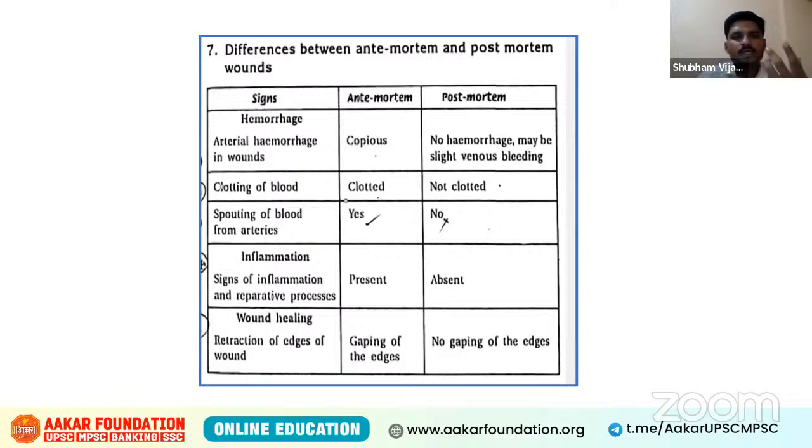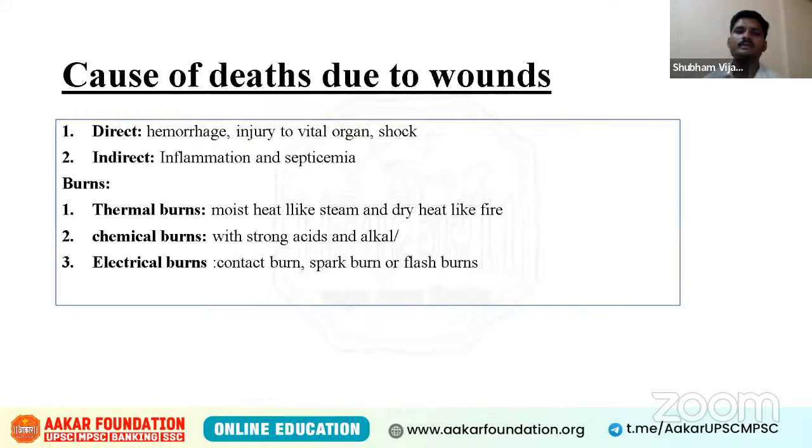Then spouting of blood from arteries: as this is the living animal, everything inside the body is functioning perfectly, every system. So if a rupture of a blood vessel happens, especially to the arteries, then spouting of that blood will come immediately in the live animal, but in the dead animal such a thing won't happen. Then inflammation's cardinal signs are definitely present in antemortem, but in postmortem such things are absent. Wound healing and retraction of edges: in antemortem, gaping of edges will be there, but in postmortem, no such gaping will be there.